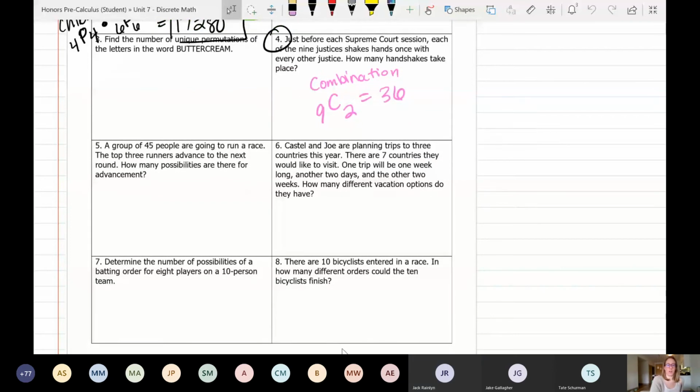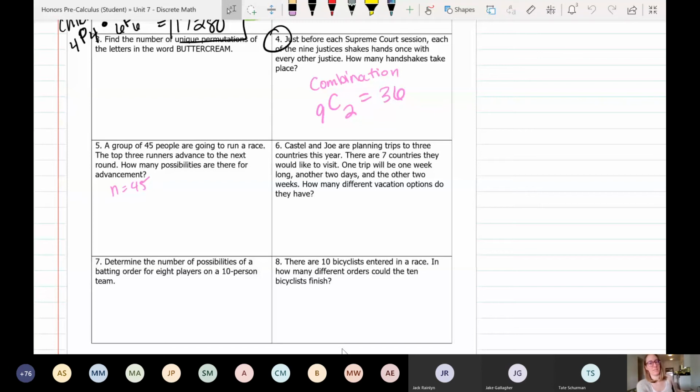We have a group of 45 people going to run a race. First up, I know my N value is 45. It says the top 3 runners advance to the next round. Does it matter the order that these runners finish in, or does it just matter that they were the top 3?